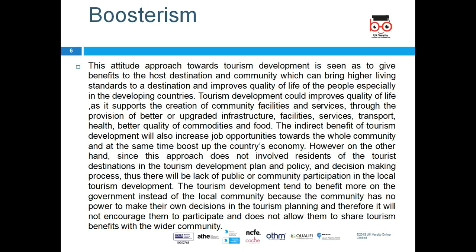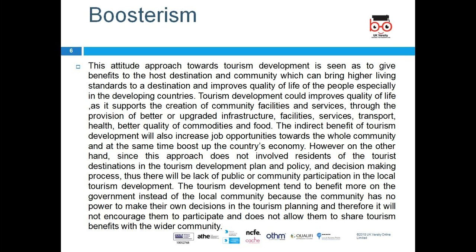So we need to look at infrastructure, facilities, services, transport, like HS2, or various business parks opening in different parts of the world, like in Dubai, Burj Khalifa. These are attraction places, and a huge investment is required. Like the Petronas Towers in Malaysia. An indirect benefit of tourism development is also increased job opportunities for the whole community and, at the same time, a boost to the country's economy.